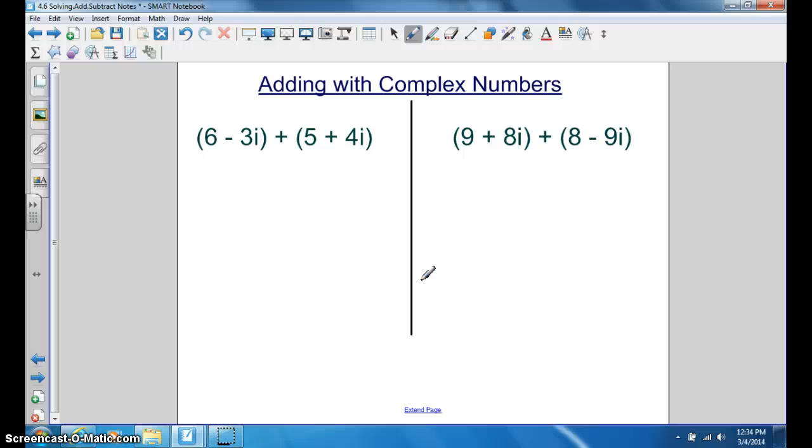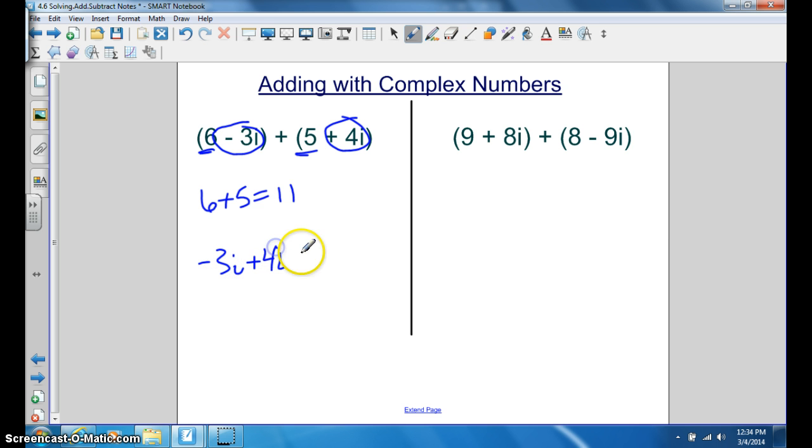So when we're adding complex numbers, all we have to do is collect like terms. So we see we have a 6 and a 5. We have 6 plus 5, which equals 11. And then we have a negative 3i and a positive 4i, and that becomes just i. And we put those two together to get 11 plus i. And you see that it is in standard form when I write my final answer.